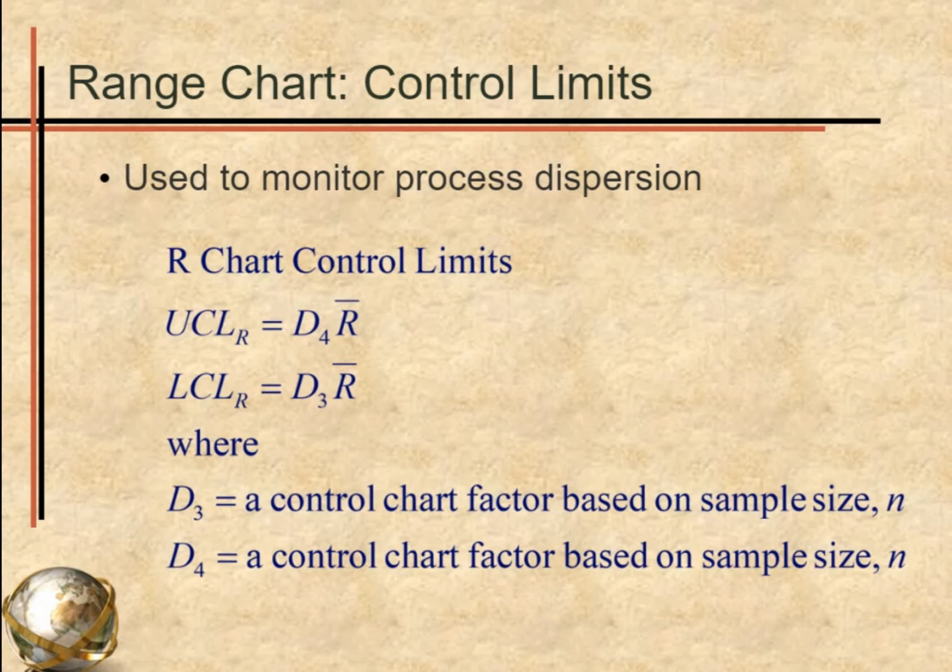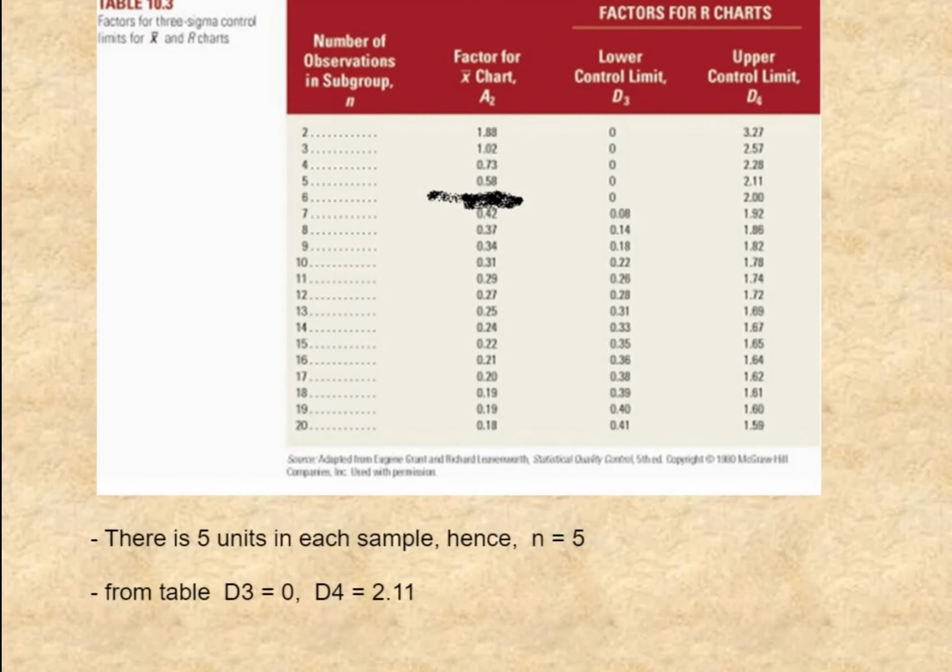Now, we calculated R bar already in the previous example, so we're going to use that directly. And we need to find D3 and D4. We're going to use the same table, table 10.3, to find D3 and D4. The values for D3 are in this column. The values for D4 are in this column. Again, we first use the sample size n. We have 5 units in each sample, so n equals 5.